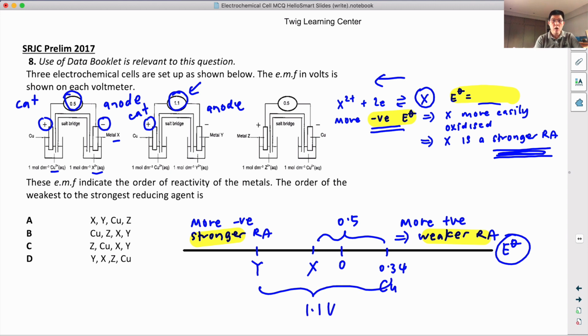Now metal Z and copper. Metal Z is your cathode and copper is your anode, which means metal Z would have a greater electropotential. So I'm going to draw Z over here. Now they're asking you to rank from the weakest to the strongest reducing agent. You can see that the weakest is Z, followed by copper, followed by X, followed by Y. So that makes C the answer. All right, that makes C the answer.